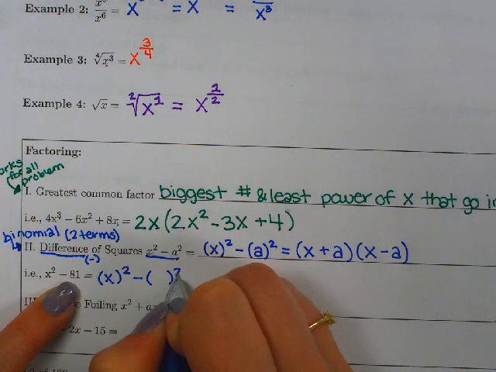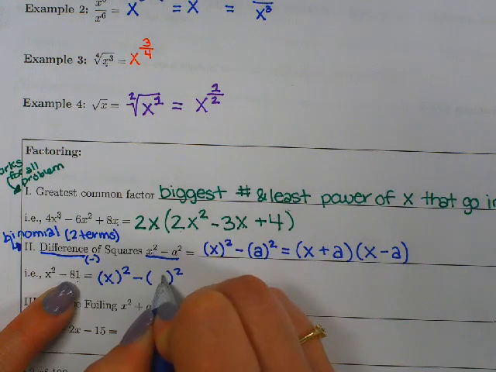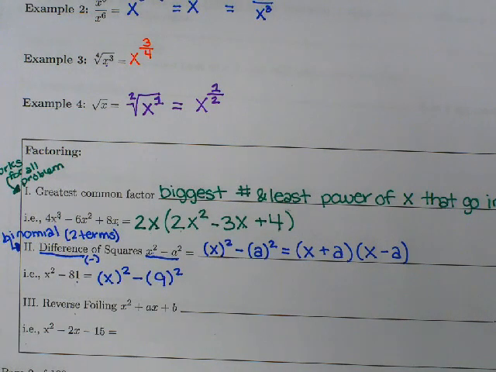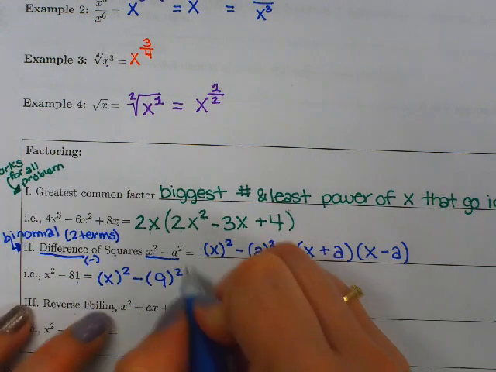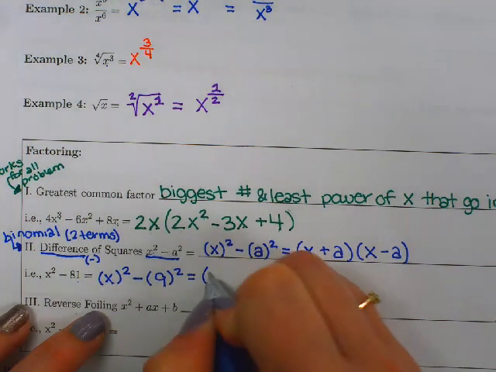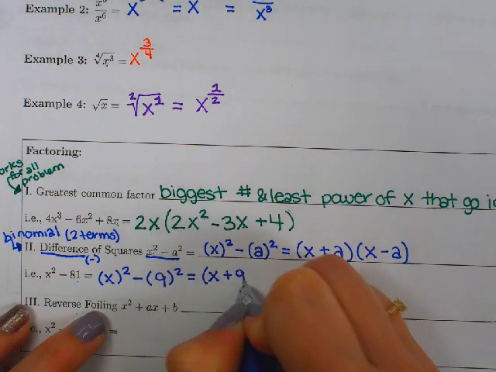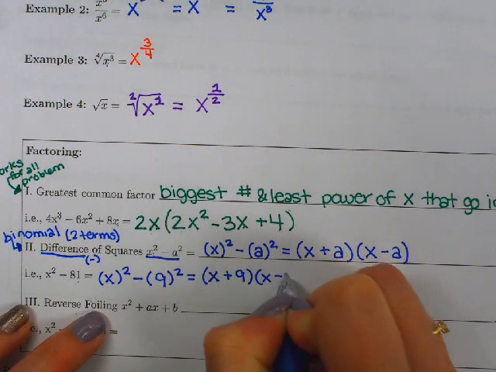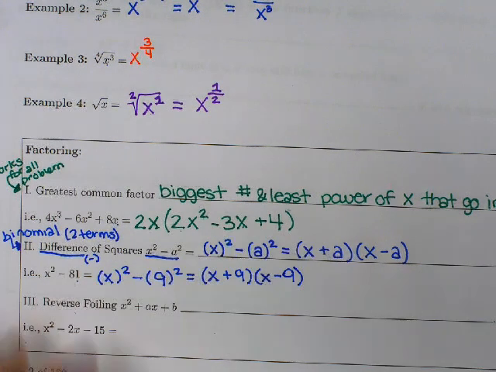Minus, what squares to be 81? 9. So we have x squared minus 81, which is really x squared minus 9 squared. So when we factor this, it'll work out to be x plus 9 times x minus 9.